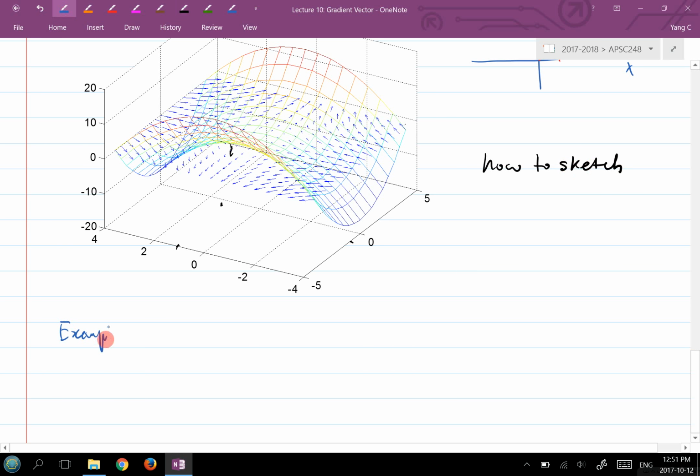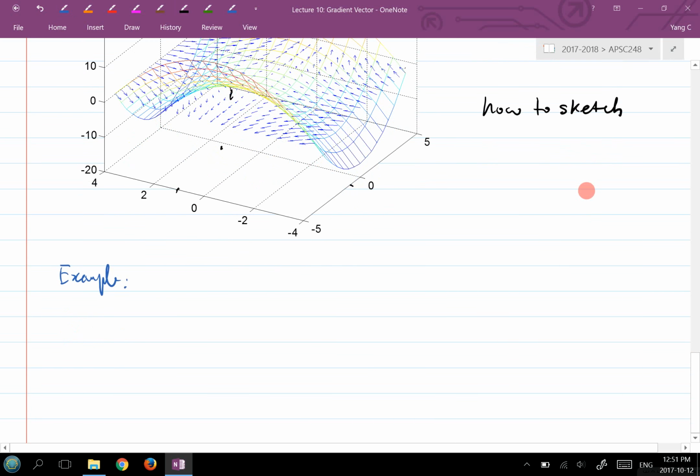Now, let's take a couple more examples here. This is a confusing point, and I find in the past that students struggle with this gradient vector. So I'm going to give you one very simple function.